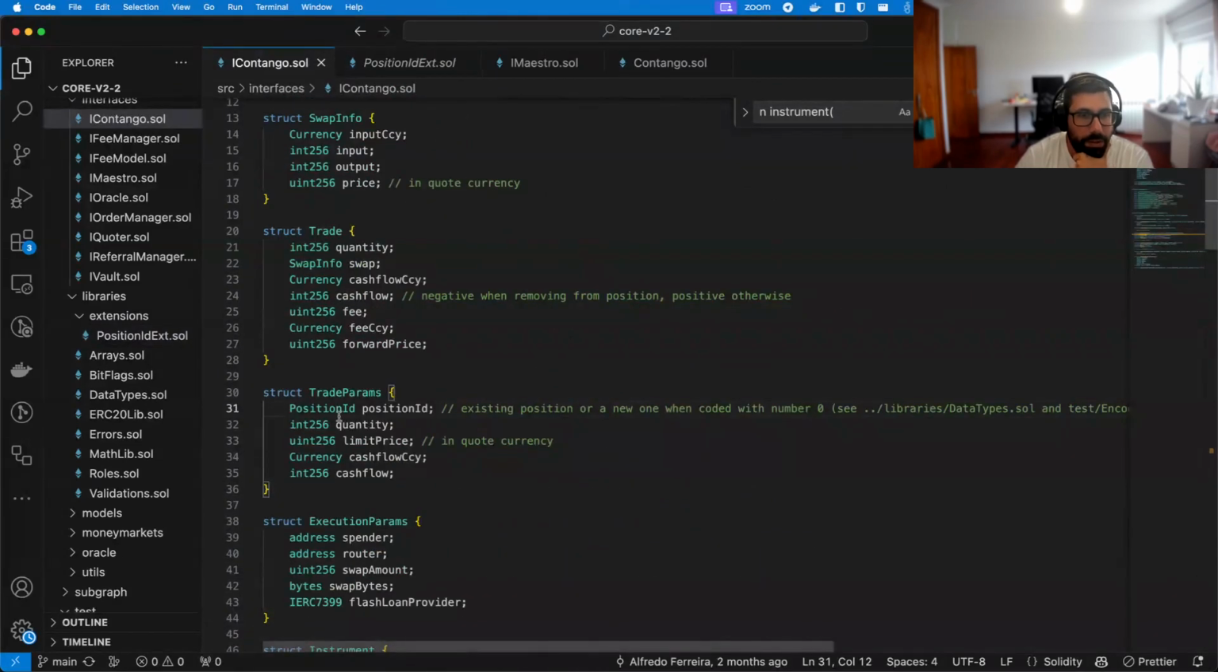So in the context of the API, when you want to create a position, you have to encode all of that, but the last few bits are 0 because there is no position ID yet.